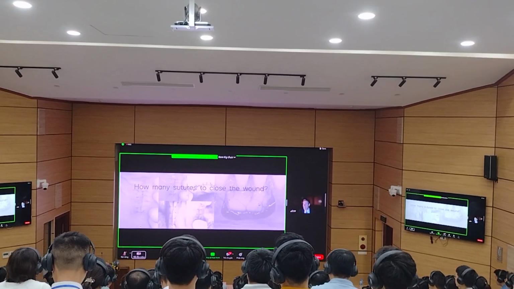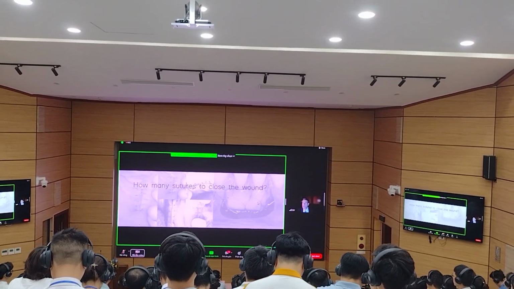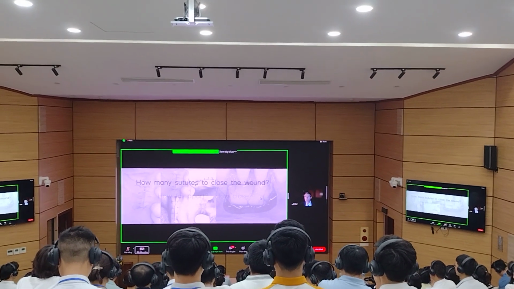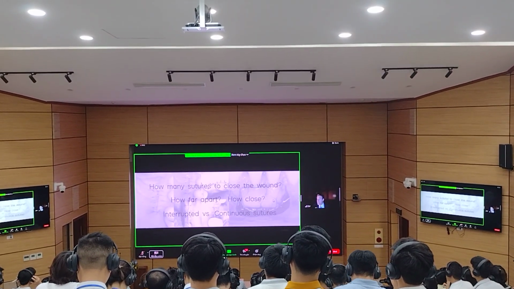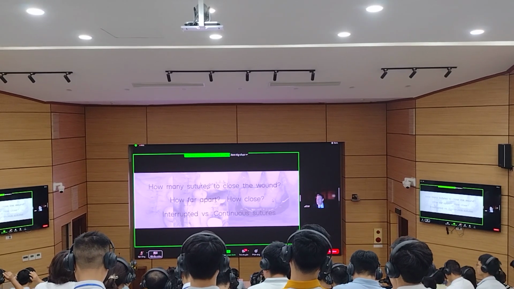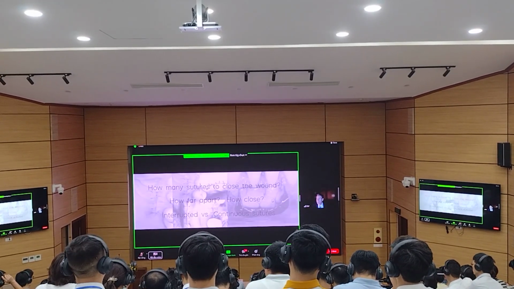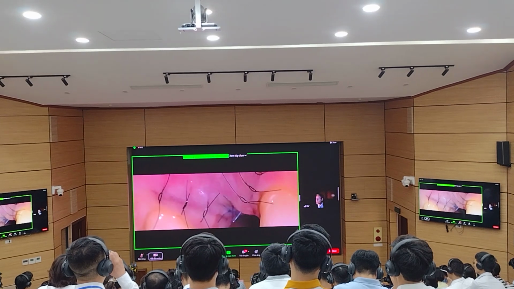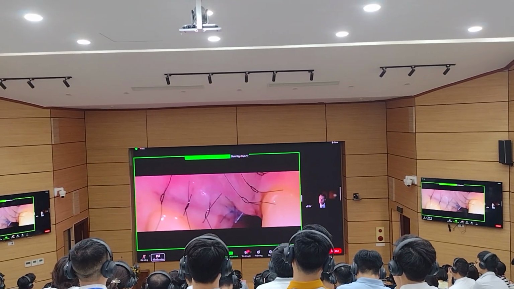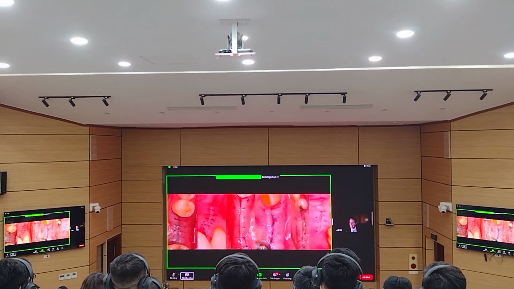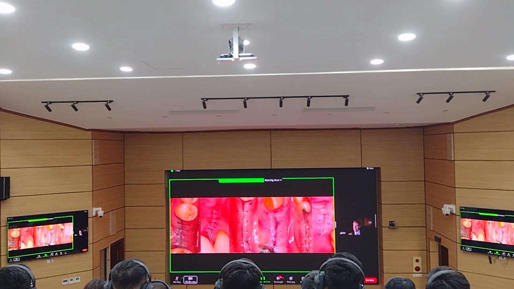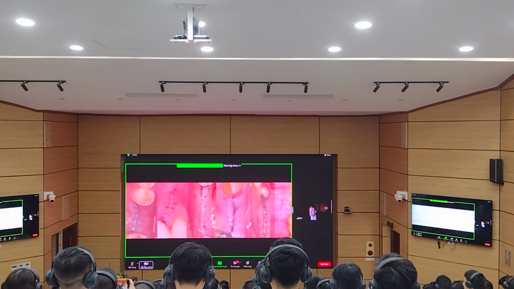Another question that I ask myself is, how many sutures are needed to close a wound? How far apart or how close? Are we going to use interrupted sutures or continuous sutures? Which ones are better at all? And to give some of these answers, we take a look at our experience, we take a look at the research that has been done to try to understand those principles and how we are going to answer these questions.